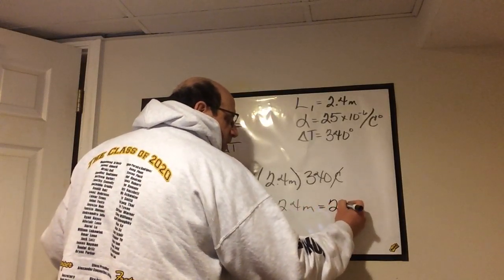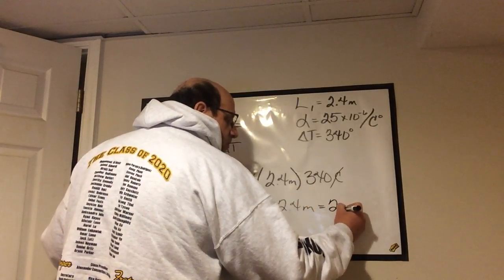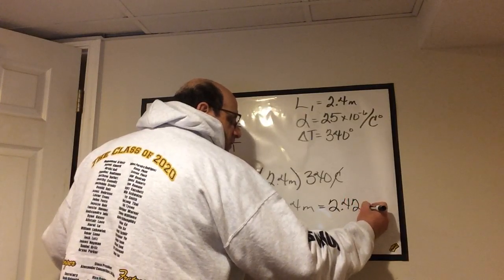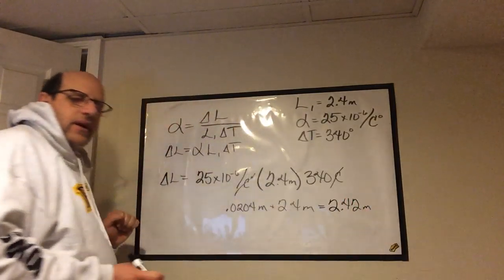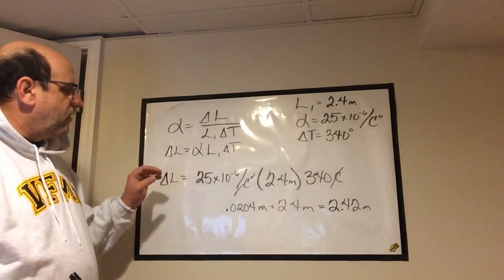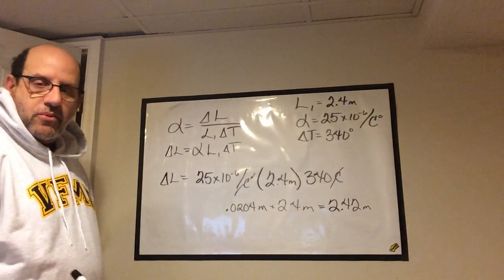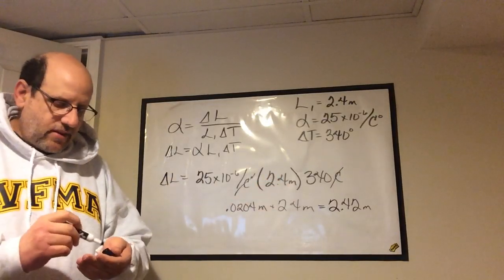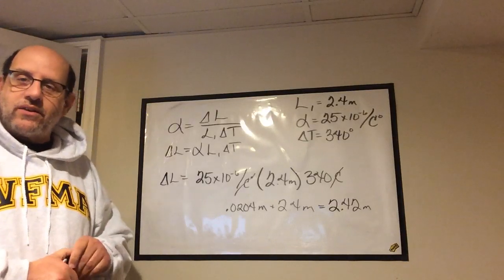So the answer here would be 2.42 meters. Okay? And if we were still talking sig figs, we'd still say it's 2.4 meters, but I want you to be able to show me that you understand that there are 2 centimeters added onto this.